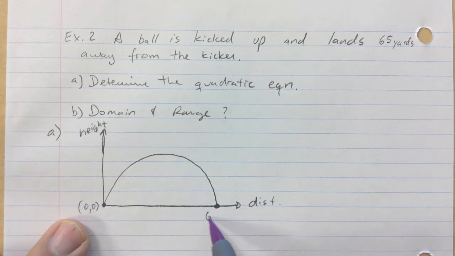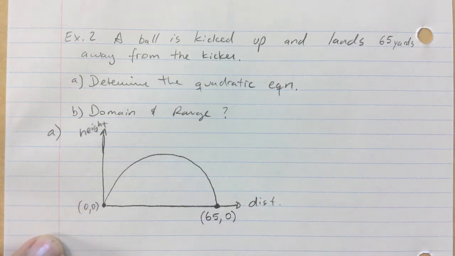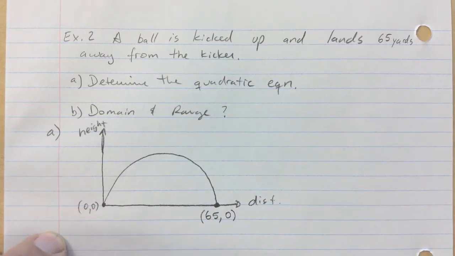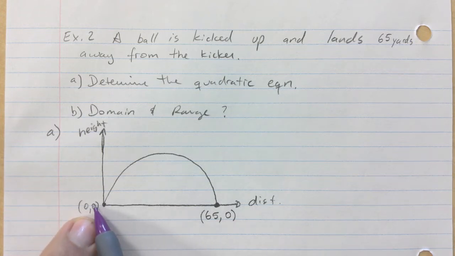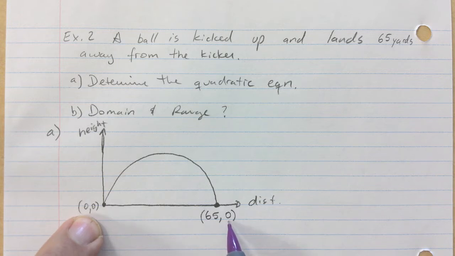And the distance is first, so 65 yards. And what's the height at this point? It is 0, right? So it's actually easier than what you think, this one, because you start at 0 and you come back to that height at 65 yards from there, okay?